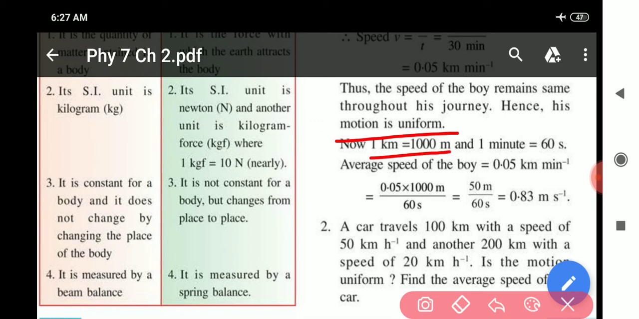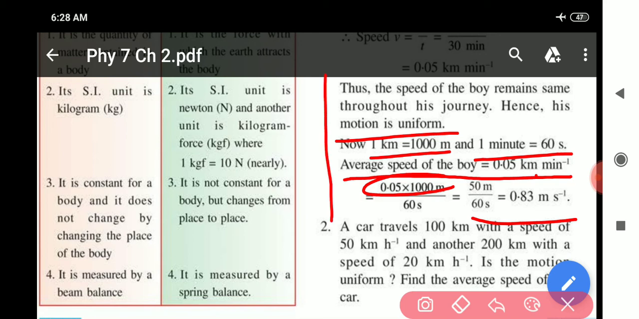Now 1 kilometer is equal to 1000 meter and 1 minute is equal to 60 seconds. So the average speed of the boy is 0.05 kilometer per minute. In the numerator, where kilometer is given, we multiply by 1000, and in the denominator we multiply by 60, so that it can be converted into meter and seconds. It will become 50 meter upon 60 seconds, which equals 0.83 meter per second. Here we calculate all the values and then convert them into the desired units.